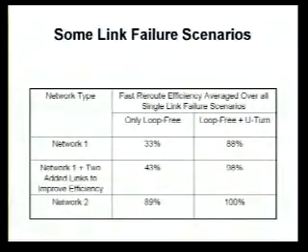And for Network 1, if we did only loop-free alternate, then we saw that in terms of traffic, the efficiency was about 33%. If we do loop-free and U-turn alternate, that is a big jump. At least in this example, the jump was from 33% to 88%. Now, of course, that is not true for every network.